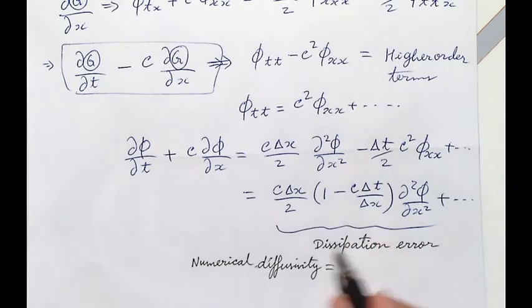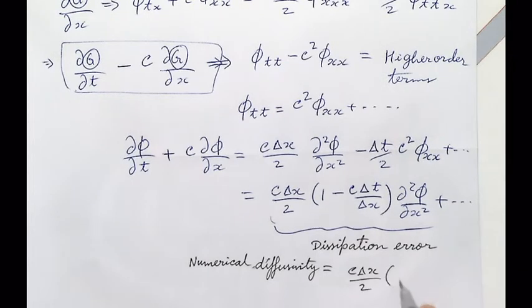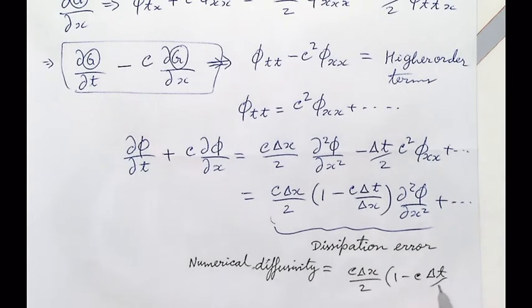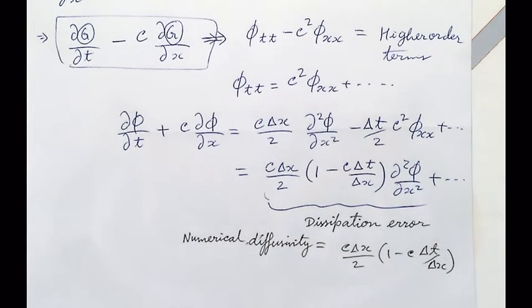So numerical diffusivity is just this constant term over here, c delta x over 2 times 1 minus c delta t over delta x. Okay? And this is just saying that my numerics causes this sort of physical diffusion, which is fake. It should not be there. Okay? But now we see exactly where it comes from. And if I play the animation once more, we can see that it exactly behaves like a diffusion term.